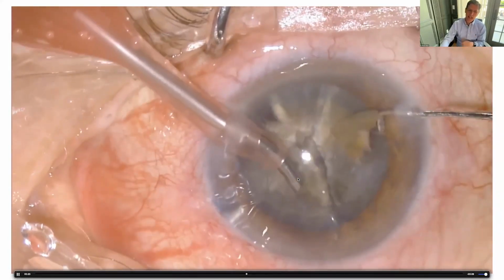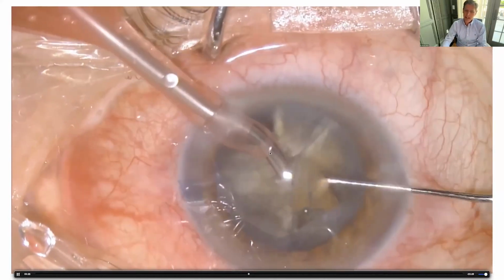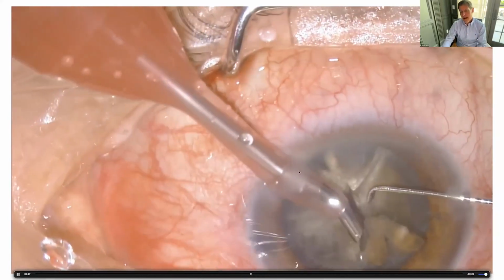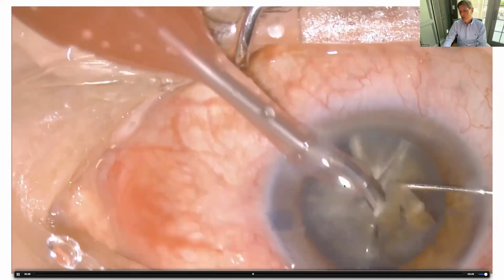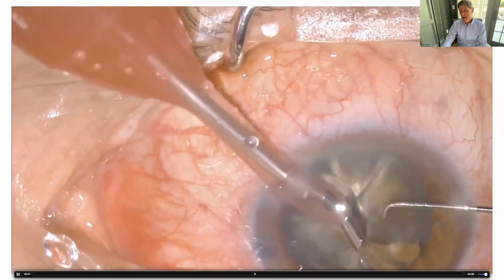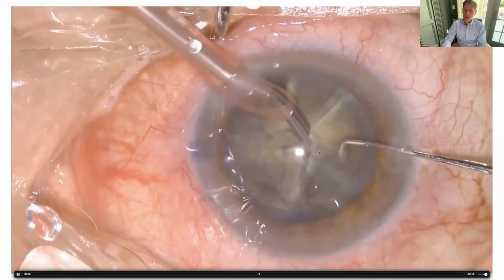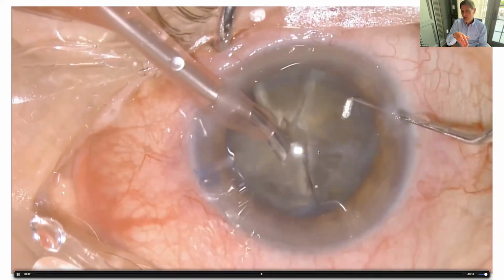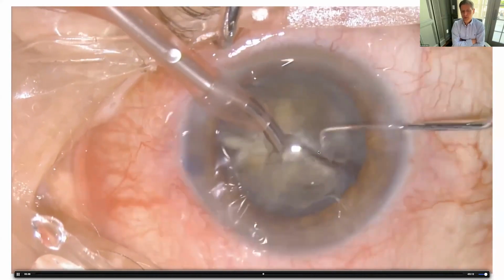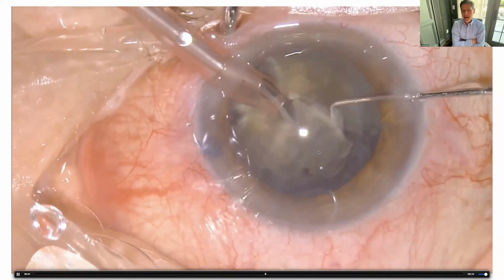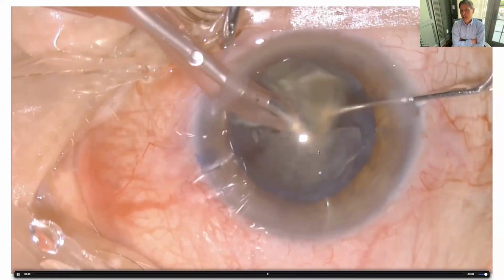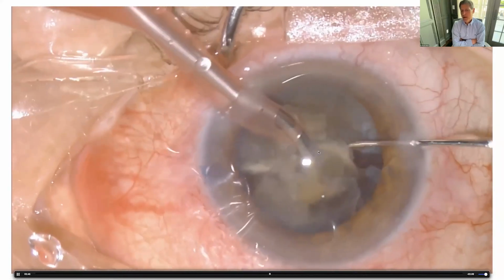Once we've done this, and as you can see, I've pulled the sleeve backwards when I'm doing the chop technique. Again, that allows that phaco tip to go deep into the nucleus. Once I've been able to fracture it, then I can proceed to chop in little pieces.